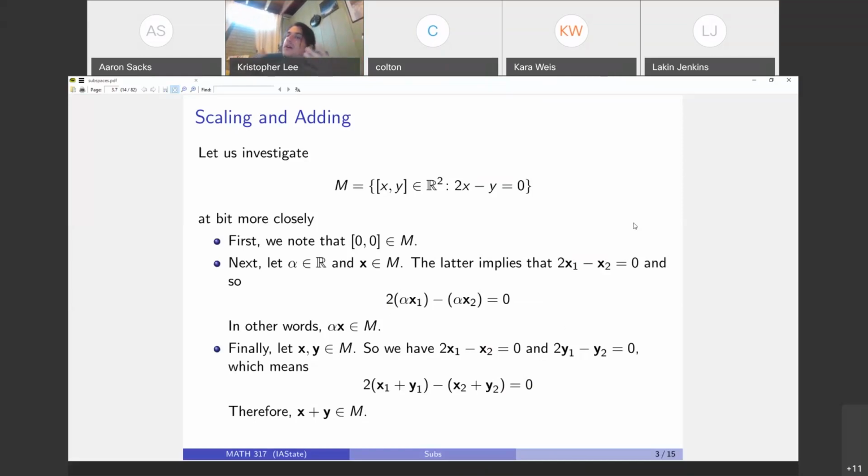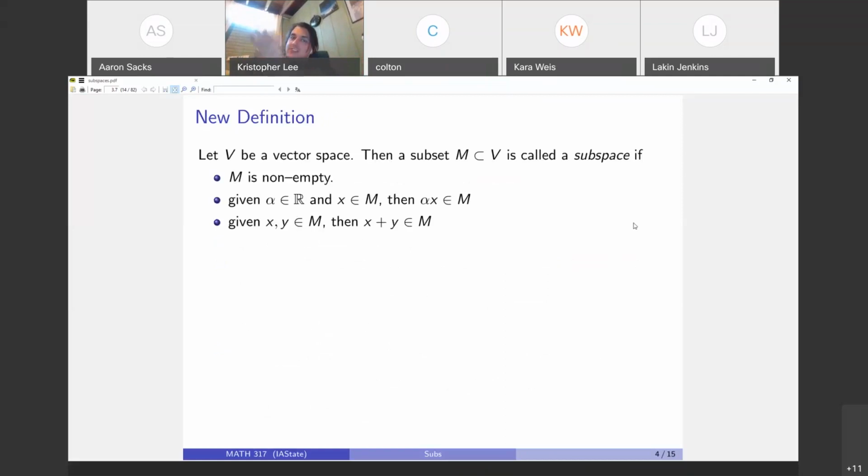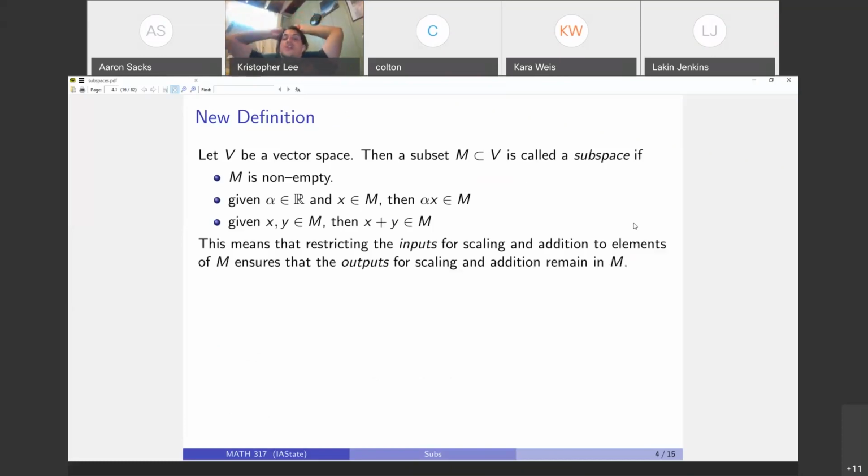Okay. So that's our goal. Let's formalize that and set it up. So the idea of a subspace then is a subset in a vector space that becomes a vector space, and the requirements for that are exactly the three things we saw from the previous example. The set itself is non-empty, scaling elements of the set does not escape the set, and adding elements of the set does not escape the set. So, in other words, if we restrict the inputs to M, the outputs will remain in M.